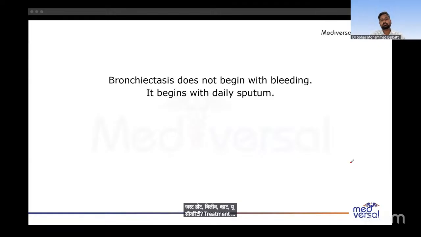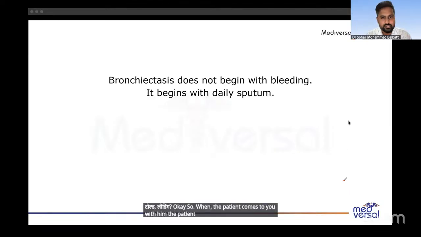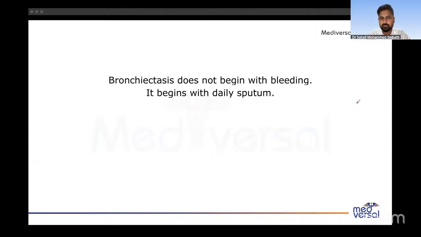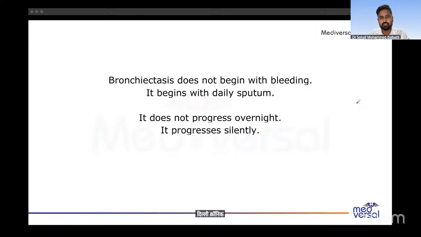Because bronchiectasis, as I already told you, does not begin with bleeding. So when the patient comes to you with hemoptysis, that means the patient is already in the later stage. It does not begin with the bleeding at the first go. It always begins with daily sputum, chronic cough, recurrent exacerbation. And it does not progress overnight.